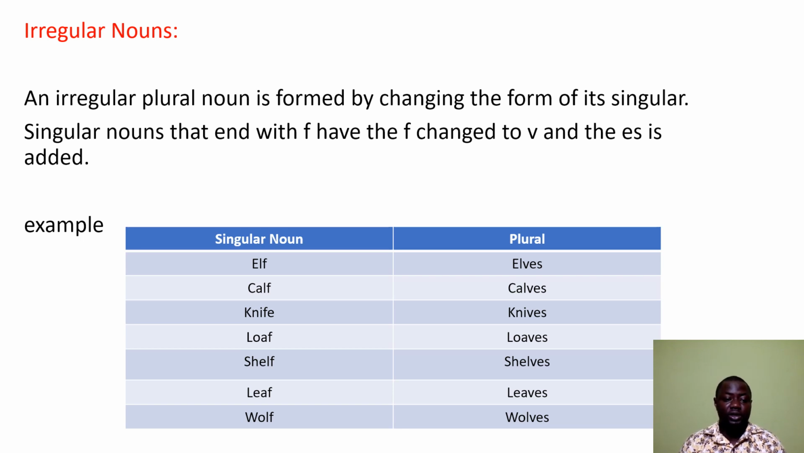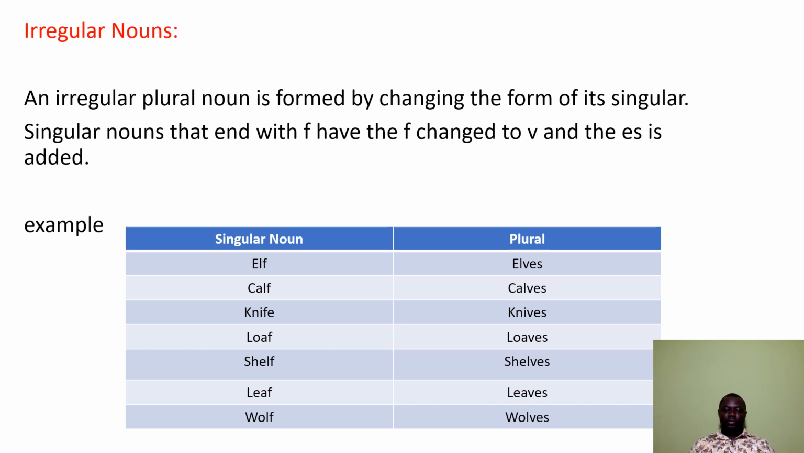Okay, let's look at irregular nouns. Beautiful. An irregular noun is formed by changing the form of its singular. Singular nouns that end with f have the f changed to v and then es is added. So for irregular nouns, they change their form. If they end with f, the f is changed to v in their plural form and then es is added. Examples are as follows. The example of elf is elves. The example of calf, a small baby cow, is calves.